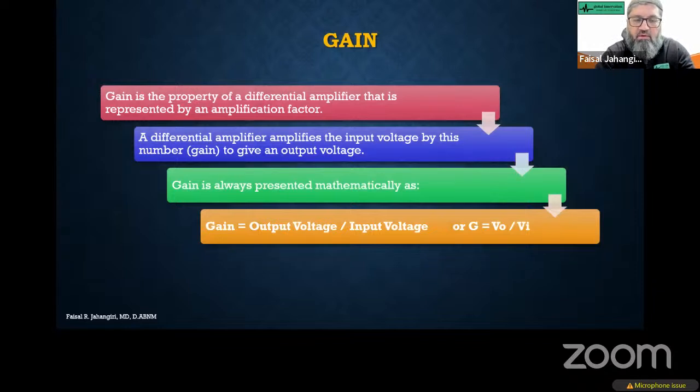Now, the gain of the amplifier, as we talked about in the previous slide, is the amplification factor. The formula for that is gain equals output voltage over input voltage. So the two formulas you want to remember are Ohm's law, which is V equals IR, and gain equals output voltage over input voltage. So that's why we can make it clear.